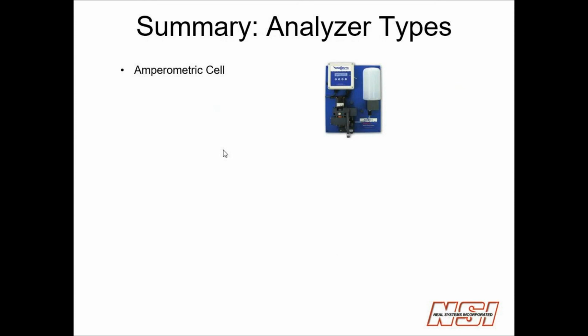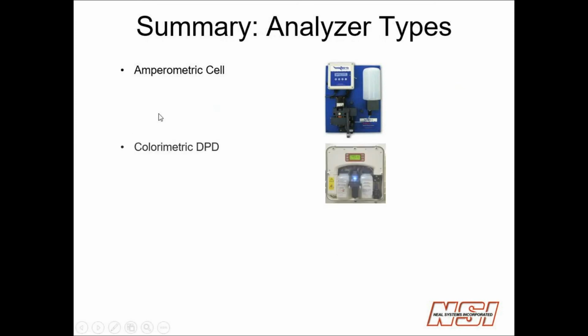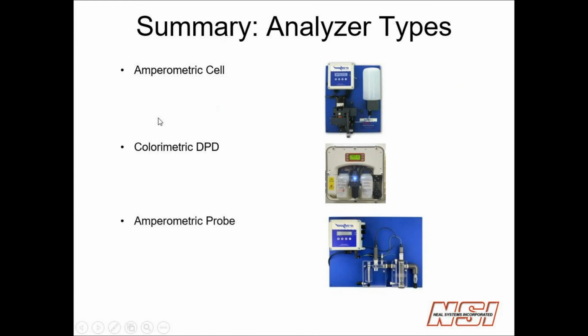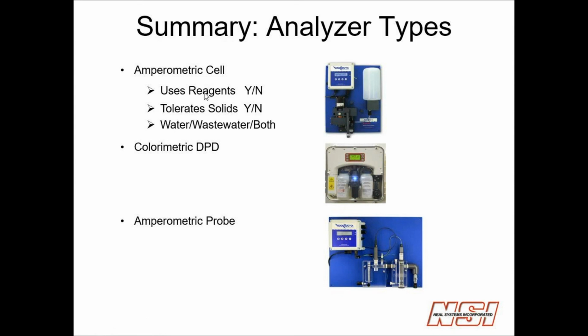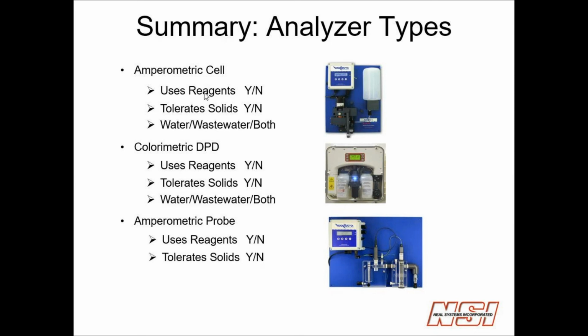So in summary, Amperometric Cell type analyzer, Colorimetric DPD type analyzer, and Amperometric Probe type analyzer. So a couple questions. Does the Amperometric Cell use reagents? Yes or no? Does it tolerate solids? Yes or no? Water and wastewater? And so let's just answer some of these questions.